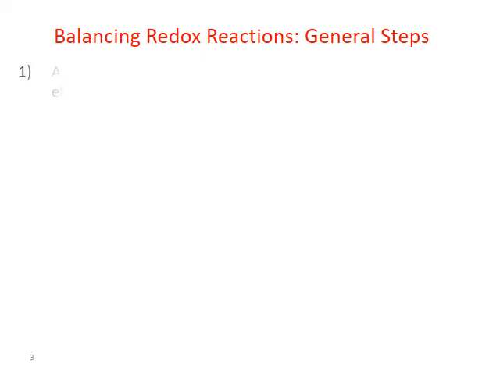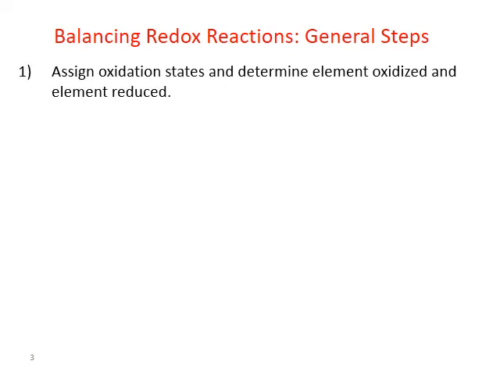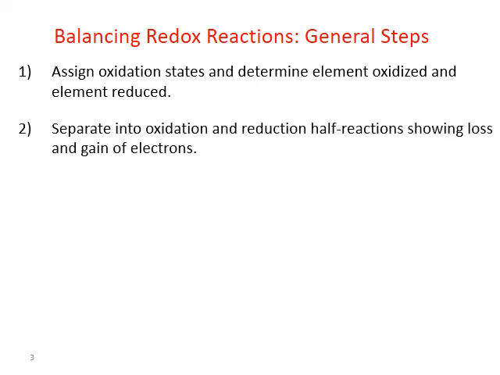So number 1, assign oxidation states to all the elements on both sides of the arrow to determine which element is being oxidized and which is being reduced in the reaction. Second, we'll separate the reaction into two half reactions. In one half reaction, we simply show the oxidation process with the number of electrons lost on the product side. In the other half reaction, we show the reduction with the number of electrons gained clearly written on the reactant side.